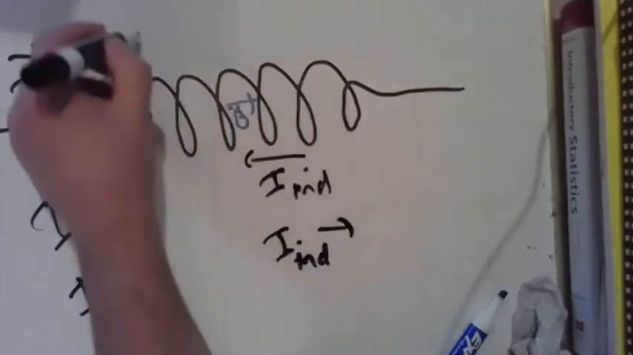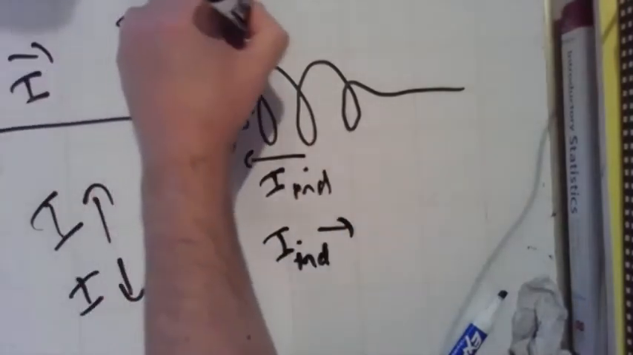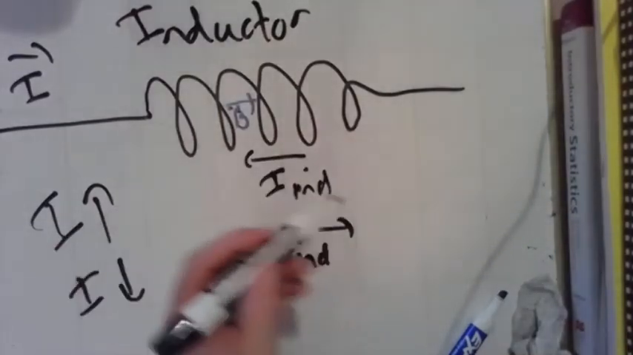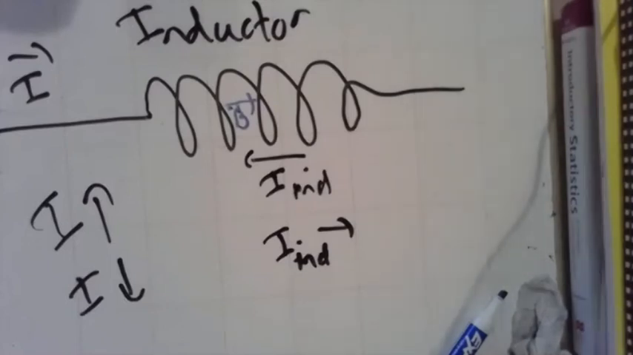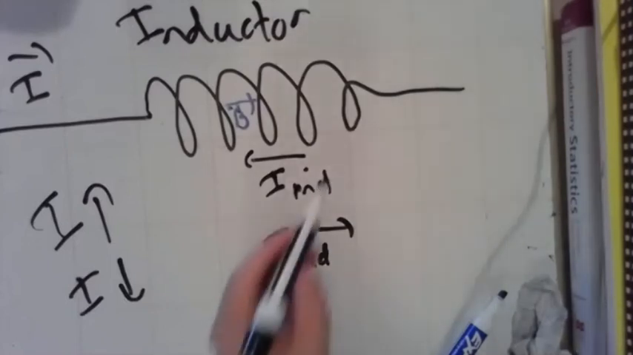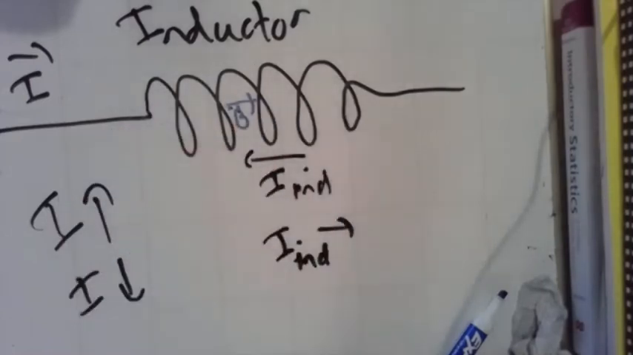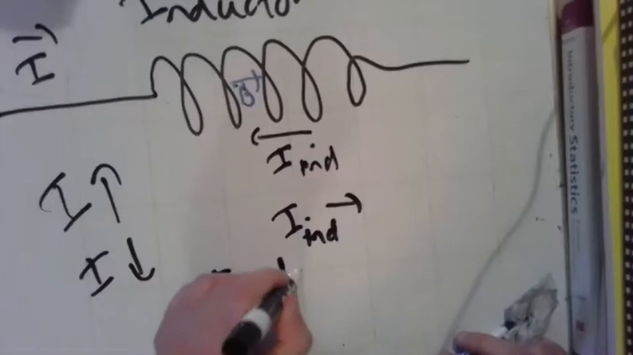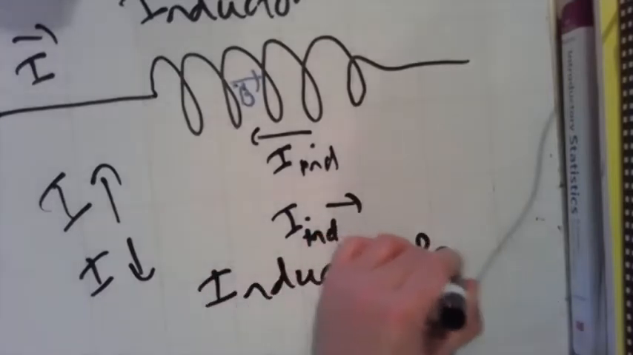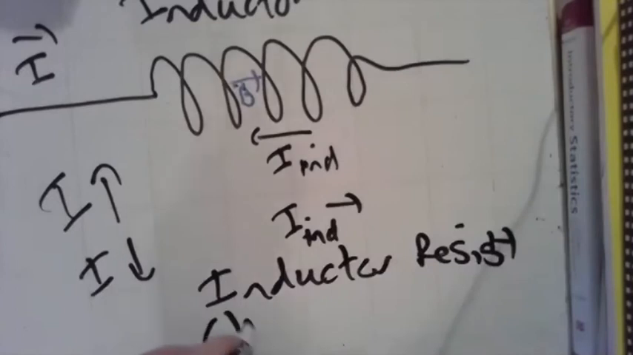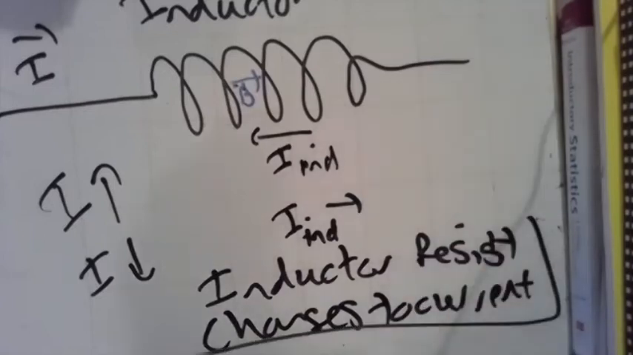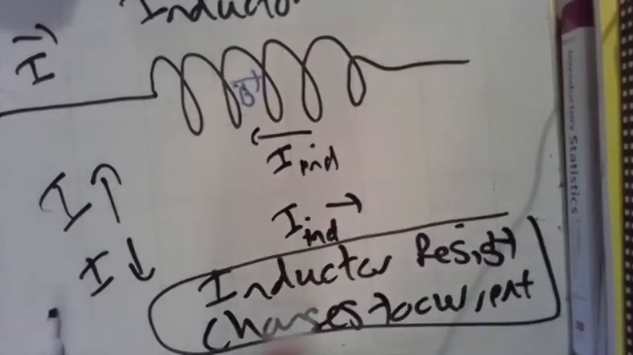We call this thing an inductor. And an inductor, it's a circuit element that we put in our circuits like resistors and capacitors. Inductors are cool because they don't resist current. They're not resistors. Inductors resist changes to current. That's going to be one of your homework questions. Inductors resist changes to current.